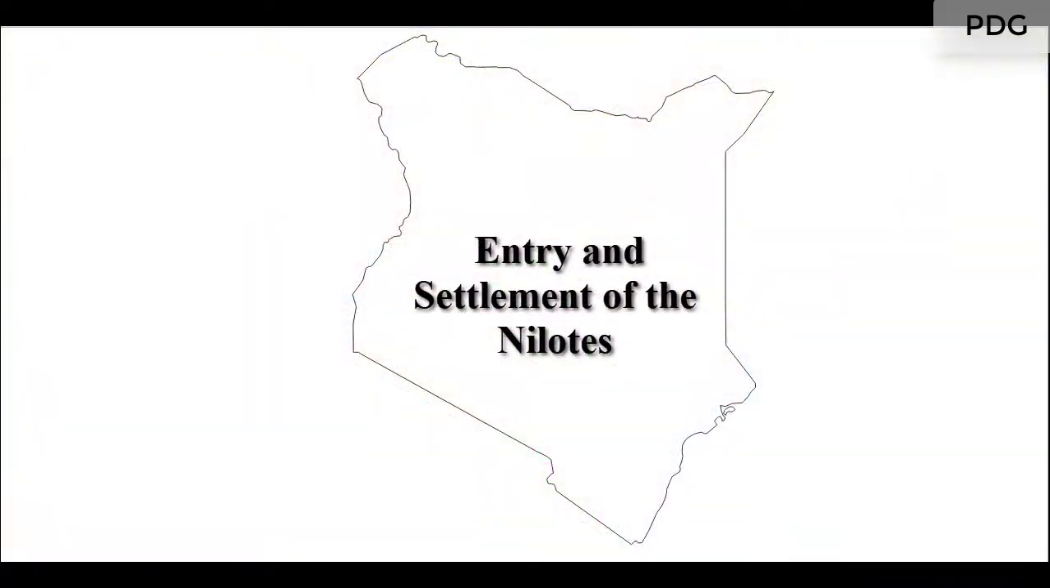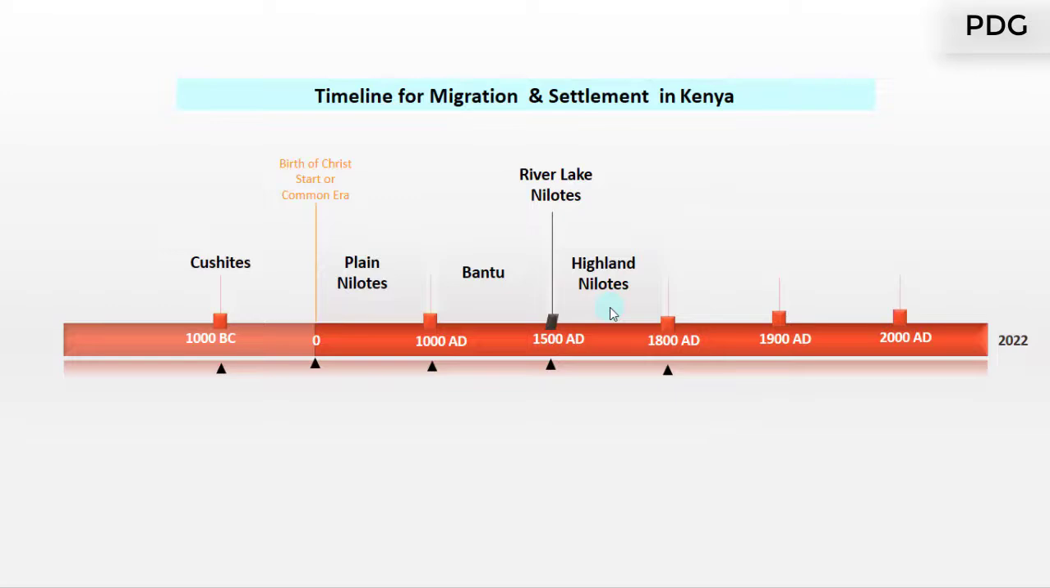Entry and settlement of the Nilotes. The Nilotes are divided into three major branches. One, the Highland Nilotes, which include the Kalenjin group of tribes. Two, the Plain Nilotes, which include the Maasai. And three, the River Lake Nilotes, that is the Luos.